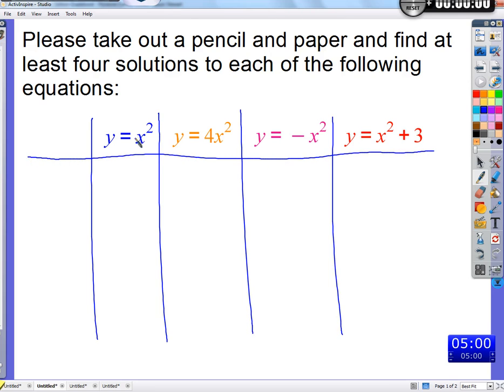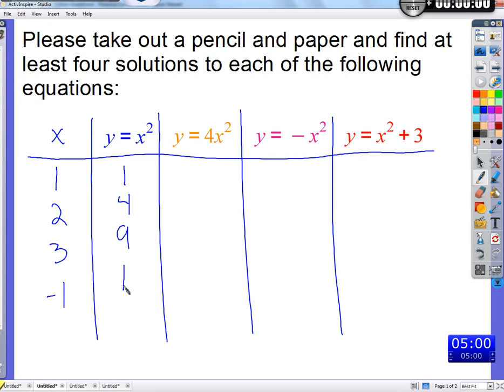Somebody have a solution to y equals x squared? Yeah? 1, 1, right? Okay, so we put this in for x, 1. And then this column will be y, which is found by doing x squared. So, 1. Somebody else got a solution to this equation? 2, 4. 2 goes in, 4 comes out. Next? Any other solution? 3 and 9. How about a negative? Everybody got a negative x? Negative 1 and 1. Okay. These are good.